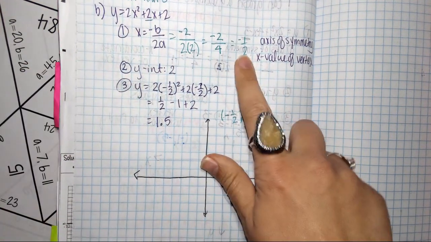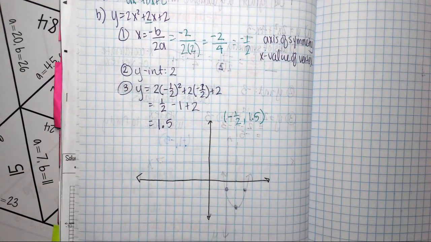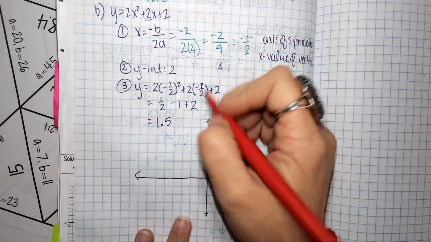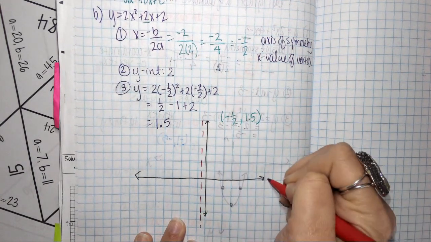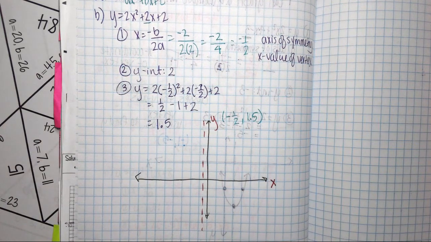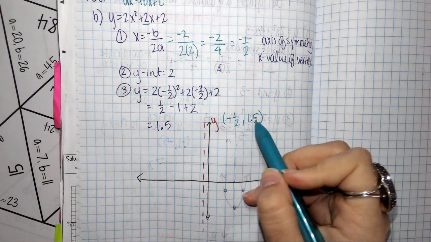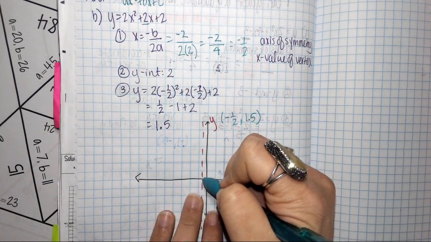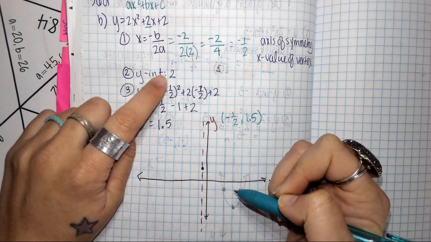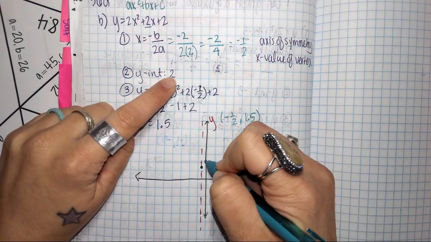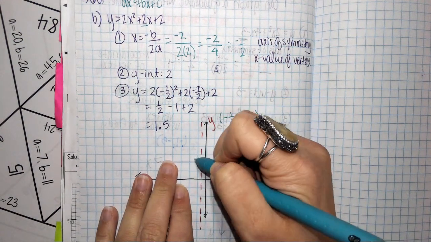Our axis of symmetry is at negative 1/2. That's between 0 and negative 1. So we're going to draw our vertical line right here. Remember, your axis of symmetry passes through the x-axis. Then we're going to plot our vertex. It's negative 1/2, 1.5. So you go left 1/2, up 1.5. And then your y-intercept is at 2. So if this is half a unit away here, you need to put this half a unit away here.